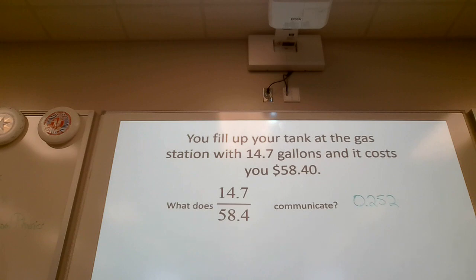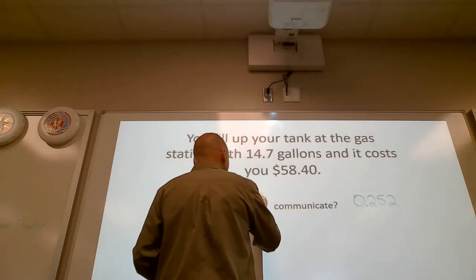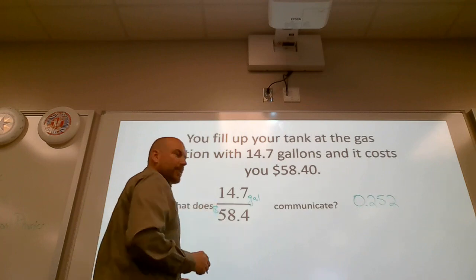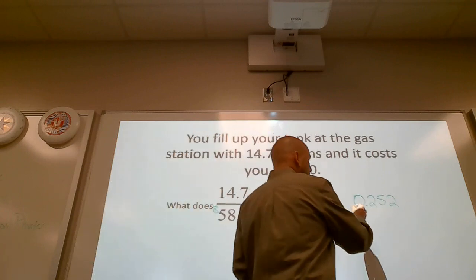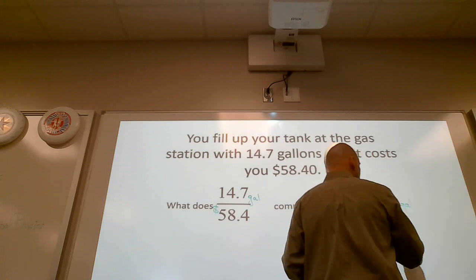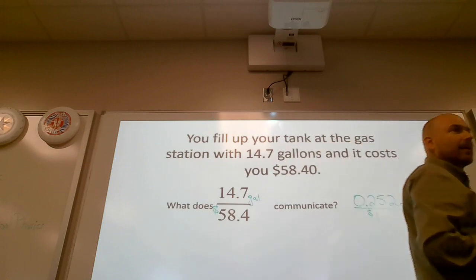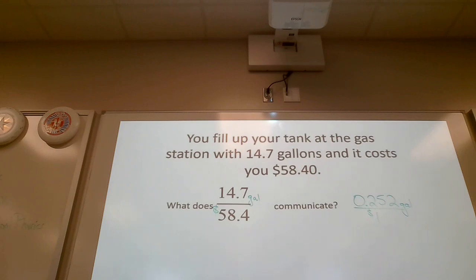Okay. In this class, units are really important. Not just in the answer, but how you are unpacking that problem. We have gallons on top, dollars on bottom. So this communicates what? $0.252 gallons for every $1. Yep. Which means how many gallons you can buy for every $1. Gallons per dollar.